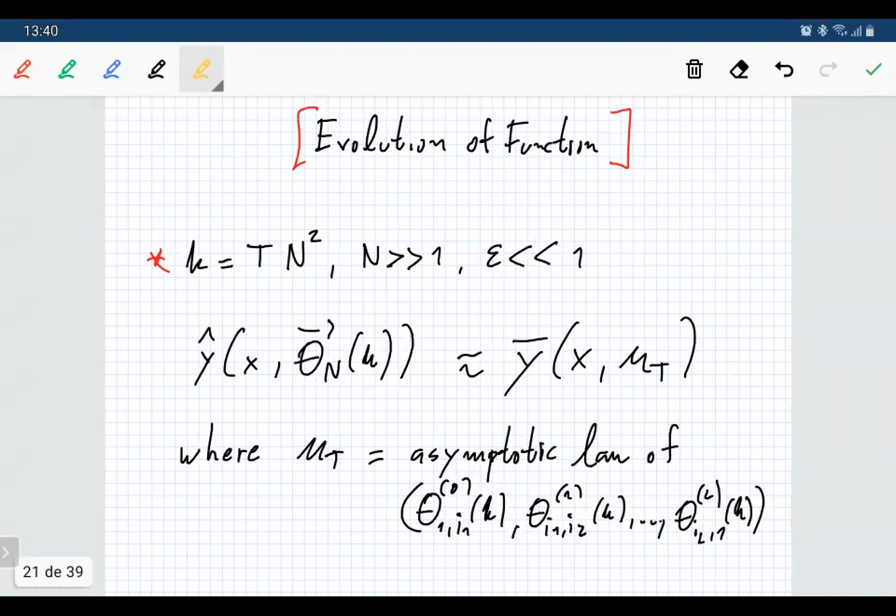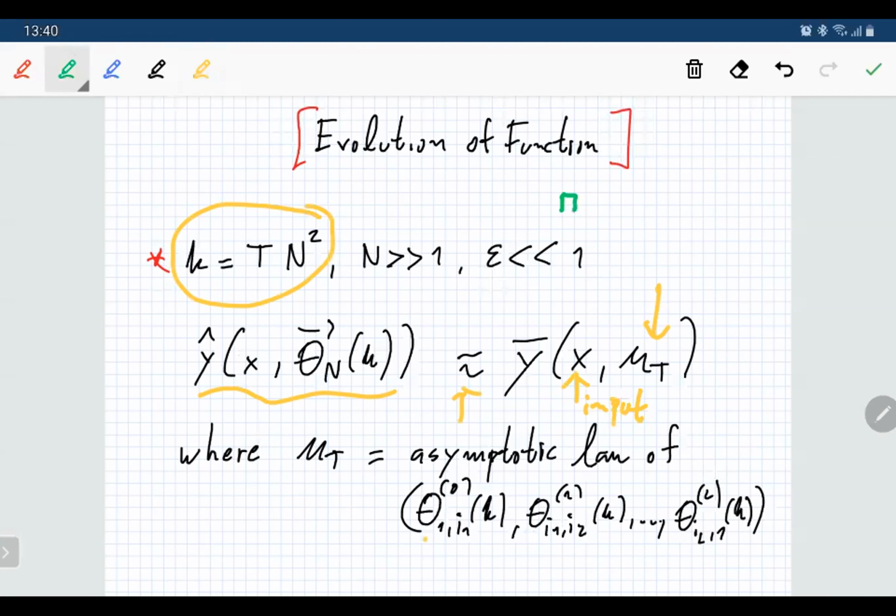And one of the consequences of that is that you can write down your loss function. This is a kind of intuitive result, and I have to make it more precise. But you can write the function computed by the network at time k. Remember, k is t times n squared. You can write it as another function of the point x, the input, and a probability measure, which describes the law of parameters along a path, right?